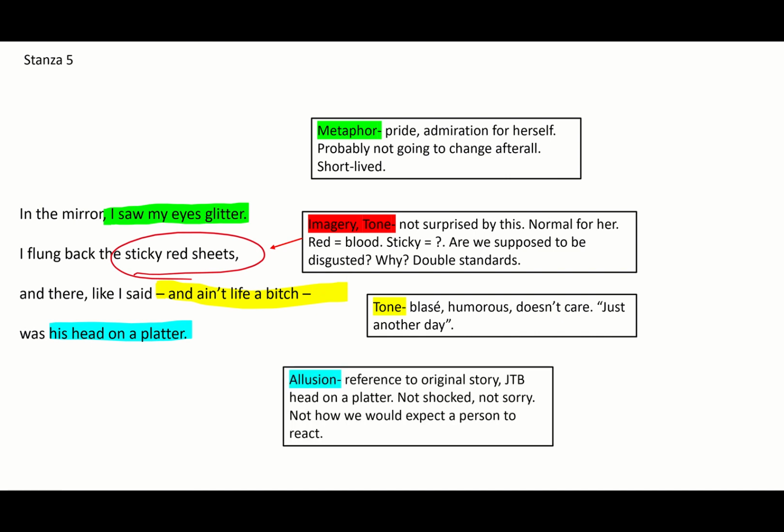And finally, "was his head on a platter." So that allusion to the original story, the John the Baptist head on a platter, right? So she's tied back to the original tale. But she's not shocked. She's not sorry. She's just like, oh, look at that, which is not really how we would expect a person to react in this moment.